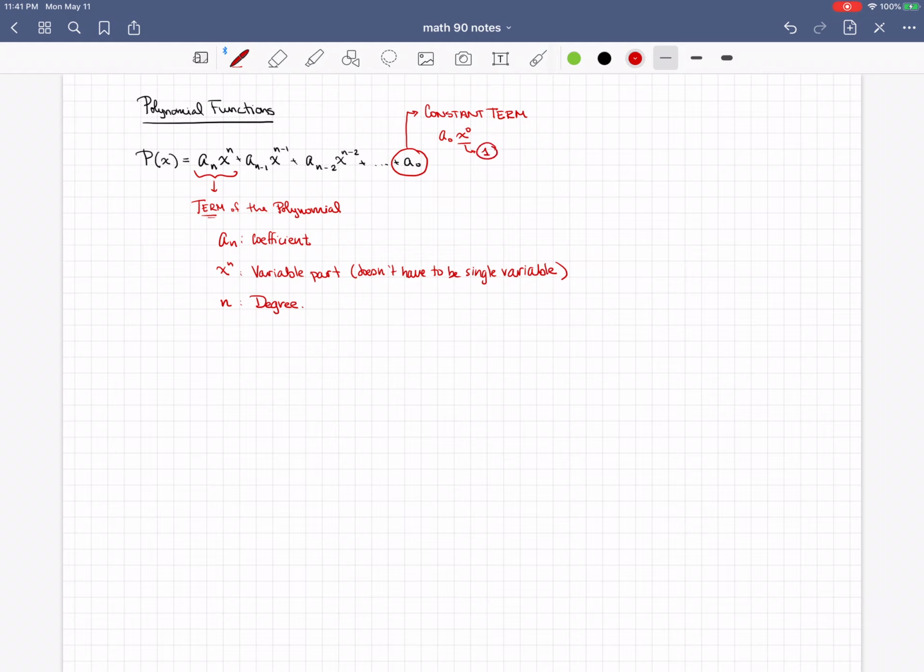So if you wanted to be consistent, you actually could finish this off by saying that the last term is a sub 0 times x to the power 0. But since x to the power 0 is just 1, we just don't bother. Okay, so that is the basic idea of what a polynomial is. I'm not going to leave you with that crazy definition without some examples.